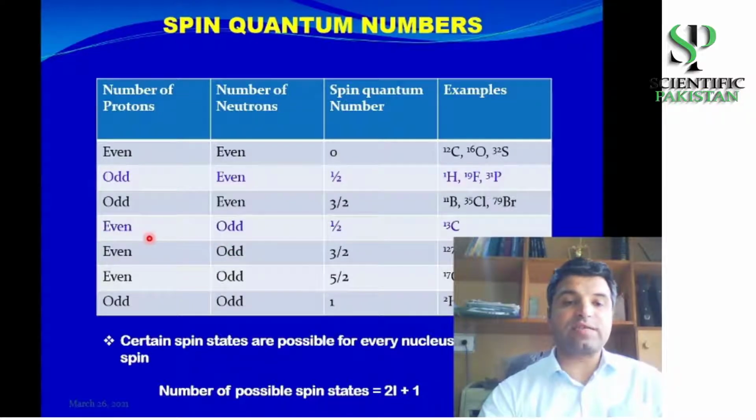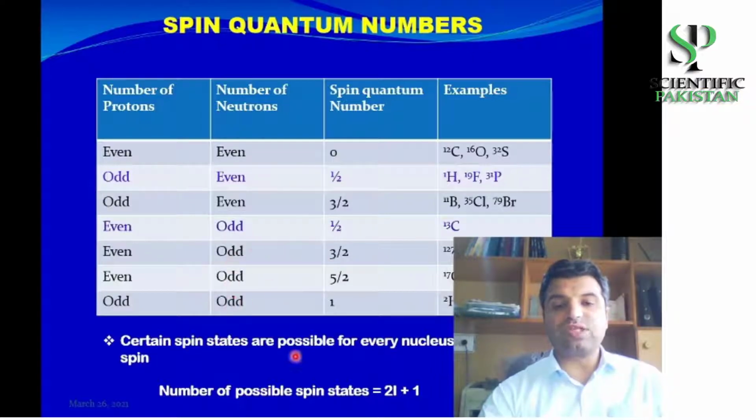If a nucleus has an even number of protons and an odd number of neutrons, again, if the spin quantum number is half, an example of this type of nucleus is carbon 13. Now carbon 13 has 6 protons but 7 neutrons. So the mass number is 13. That means it has an odd mass number and it is NMR active. The spin quantum number is half.